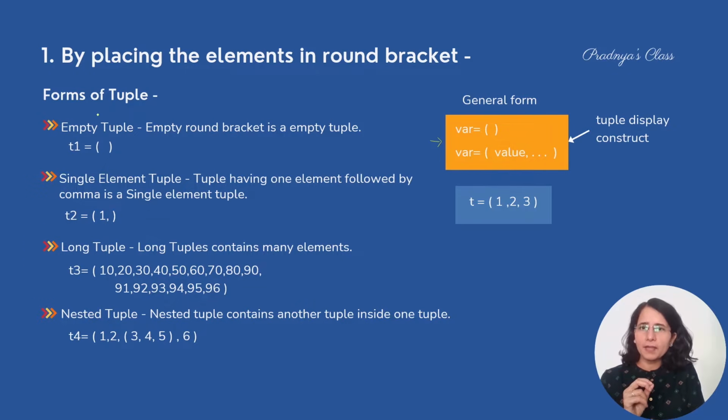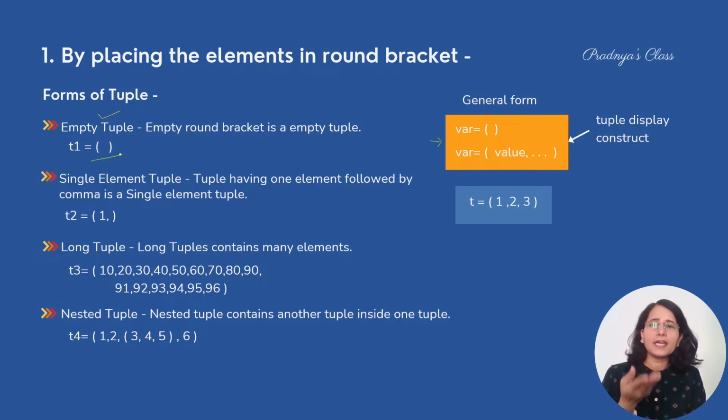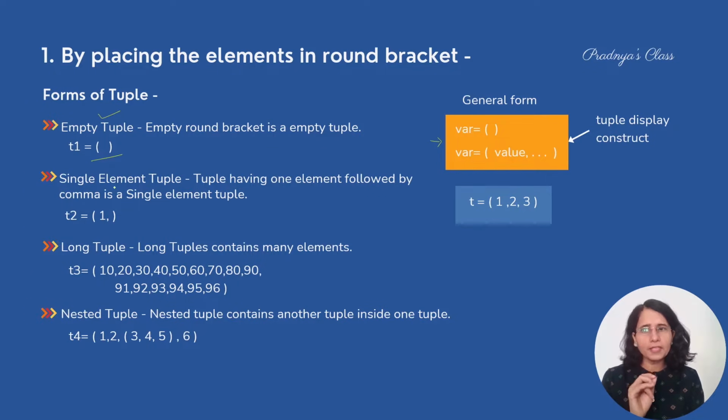The first is the empty tuple. The empty round bracket means it is an empty tuple. You can see here there are no elements in the bracket. The second form of the tuple is the single element tuple. In this form we have only one element, but it should also be followed by a comma, because if we mention it without a comma, Python will consider it as an integer value, not as an element of the tuple.